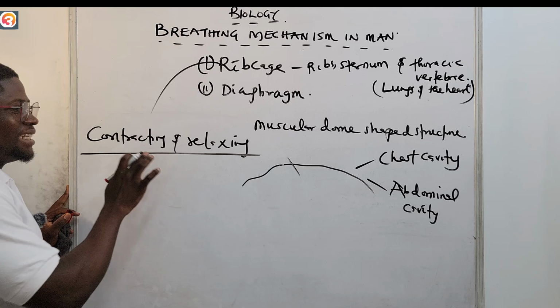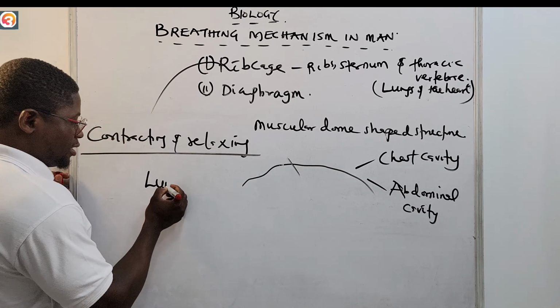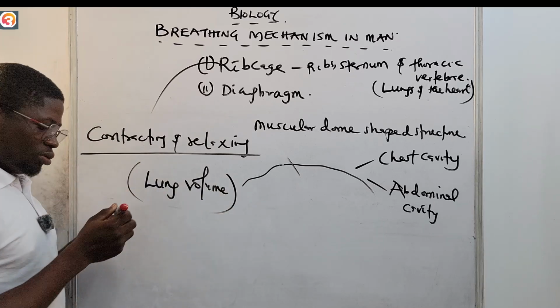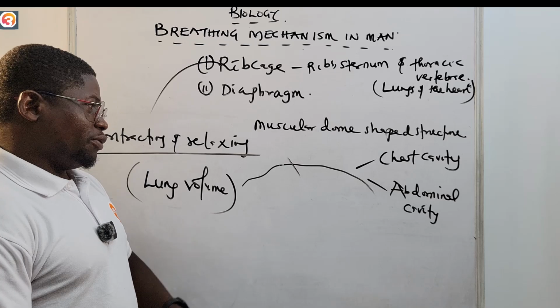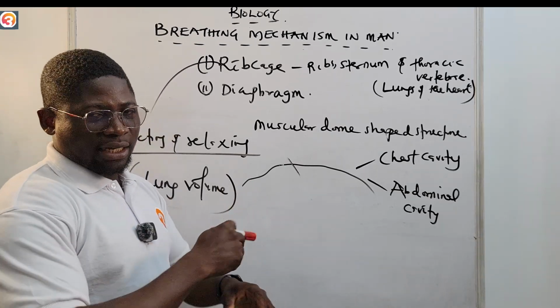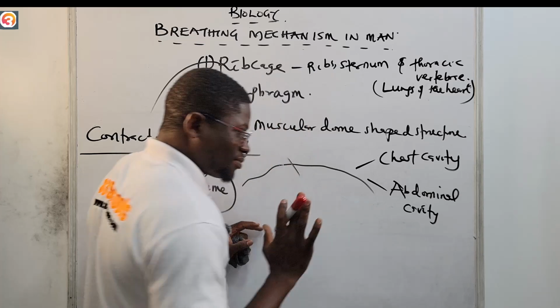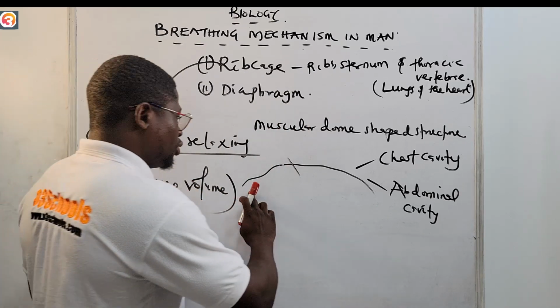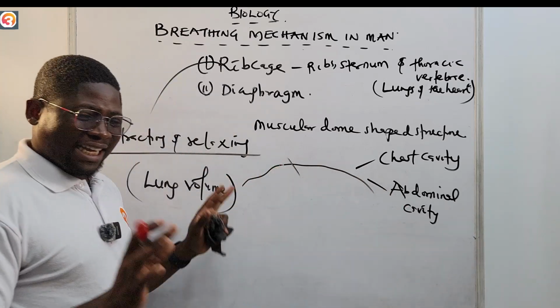The diaphragm and rib cage work by contracting and relaxing to change lung volume. That is, the volume of your lung. When you take in air, the volume of your lung increases, but when you expel it out, it reduces. Ordinarily, this is how the diaphragm is: if you are not taking in air, it takes a dome shape initially.